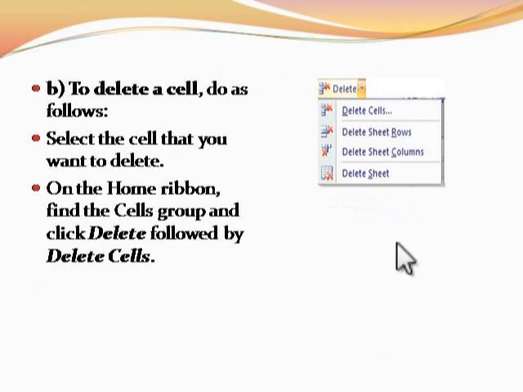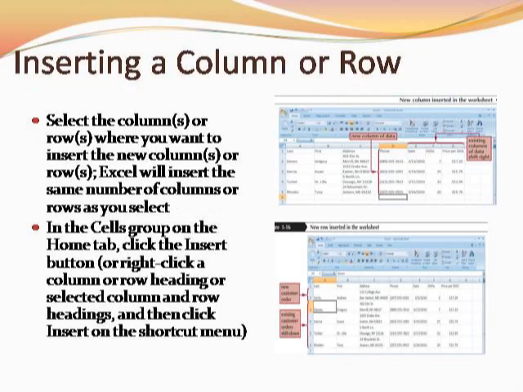Similarly, if you want to delete a cell, select the cell that you want to delete. On the home ribbon, find the cell group and click delete, followed by delete cells, and your cells will be deleted. Now if you want to insert an entire column or a row, you can do that too. For that, select the columns or rows where you want to insert the new column or row. Excel will insert the same number of columns or rows as you select. Or in the cells group on the home tab, click the insert button and select insert column or row, whatever you want to do.